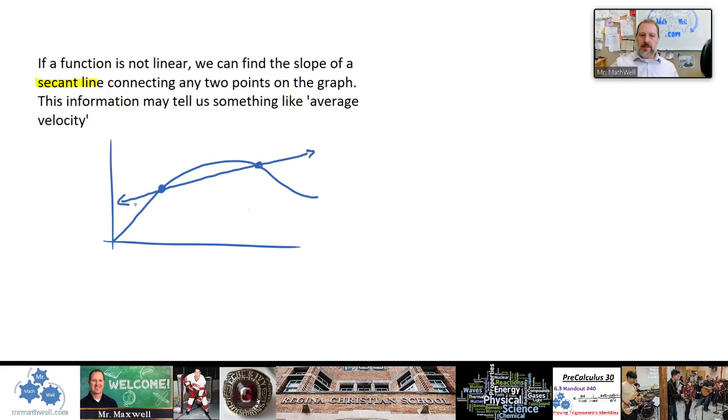So this is a secant line connecting, let's say this is x1 and this is x2. So this would be f of x1, this value right here, and this would be f of x2. That would be sort of this value up here, right? So any 2 points on a graph you can draw a secant line connecting those two. And that secant line actually can tell us a lot of information.